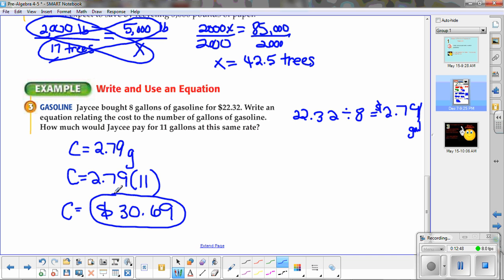Now that's by writing an equation. You could have also just written a proportion. You could have said 8 gallons, $22.32 is equal to 11 gallons over x, because we don't know the cost. And then you would go through and solve it, and you would end up with the same answer. It's just another way to solve the same problem.